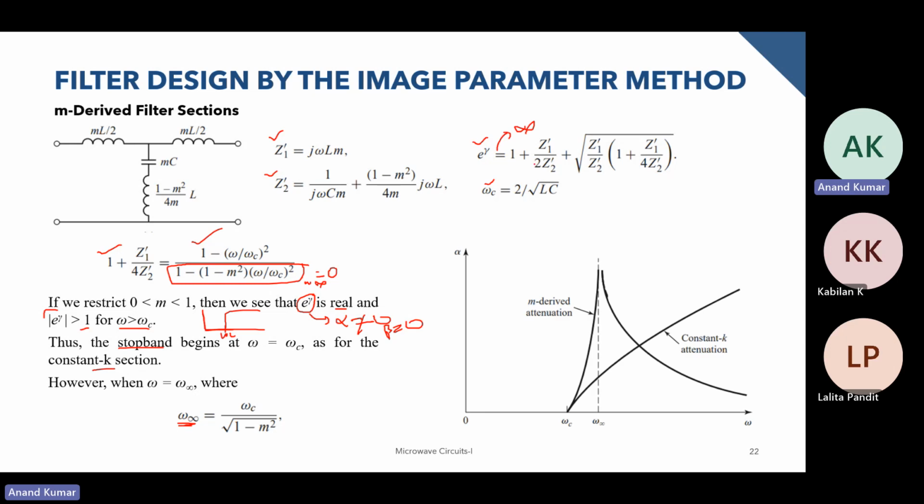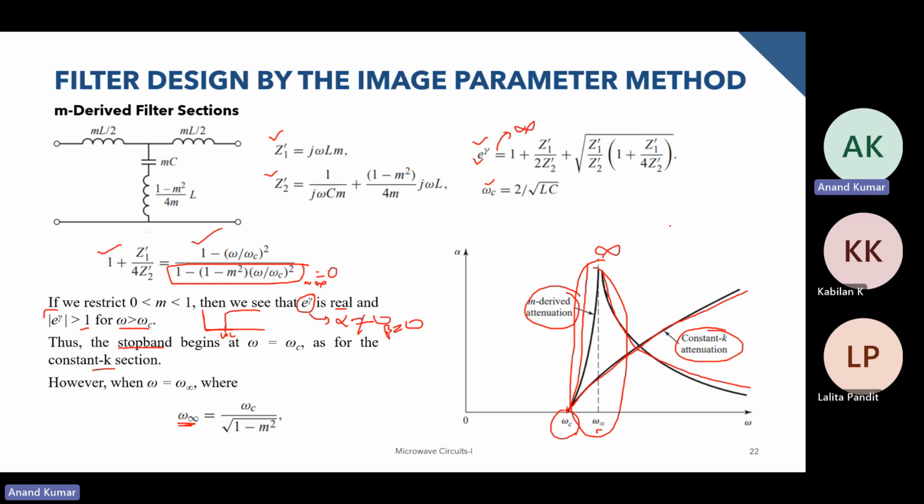If we try plotting this propagation constant now, we have omega c over here, and then the attenuation rises very steeply, and at omega infinity the attenuation becomes infinite, and then the attenuation reduces slowly. So this allows a very sharp attenuation near the cutoff frequency. And if you remember, our constant k filter gave us the plot for attenuation like this. So this is the attenuation due to constant k. This is the attenuation due to M derived.